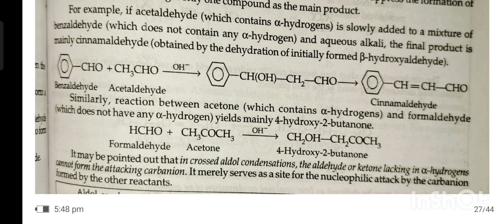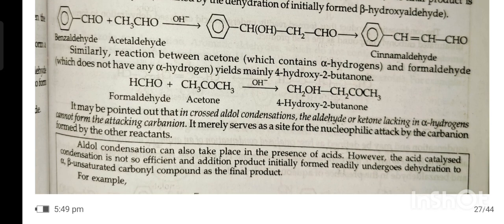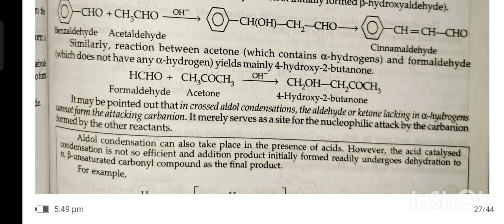Similarly, the reaction between acetone, which contains alpha hydrogen, and formaldehyde, which does not contain any alpha hydrogen, yields mainly 4-hydroxy-2-butanone. It may be pointed out that in cross aldol condensation, the aldehyde or ketone lacking alpha hydrogen cannot form the attacking carbanion. It merely serves as a site for the nucleophilic attack by the carbanion formed by the other reactant.